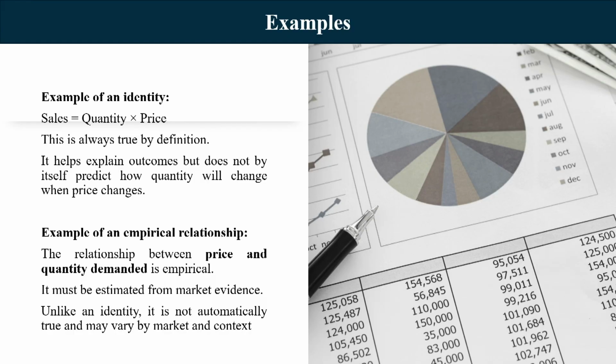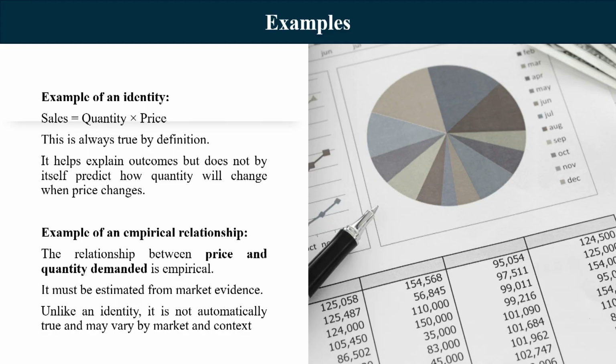Examples of identity: sales equal to quantity multiplied by price. This is always true by definition. It helps explain outcomes but does not by itself predict how quantity will change when the price changes, right. This definition is universal. There is no question of estimation, no question of uncertainty, no scope for error here. This definition will remain constant at any point of time, irrespective of company, irrespective of market conditions.